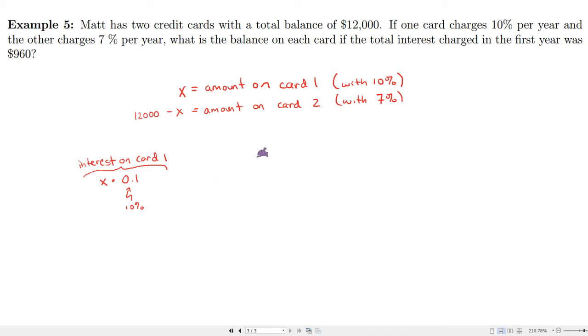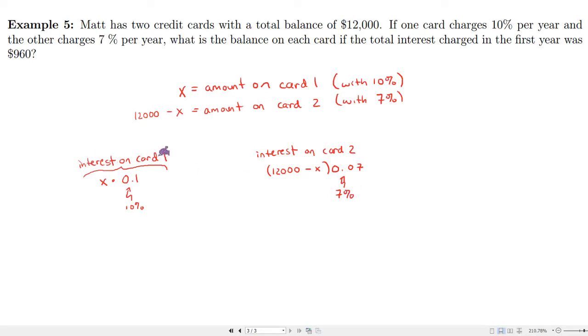Okay, and how much is on card 2? What's the interest on card 2? Well, we have 12,000 minus X as the amount on card 2. So the interest will be this amount times 7%. So we're going to have 12,000 minus X, and then we're going to multiply by 7%. So 7%, representing that as a decimal, is 0.07, right? So divide by 100 or move the decimal over 2. So this is your 7%.